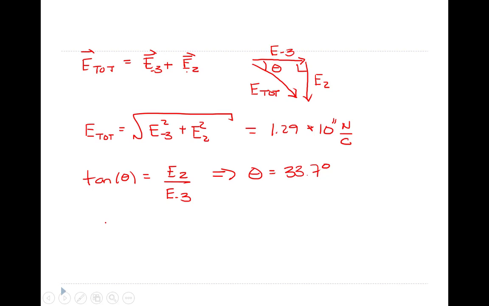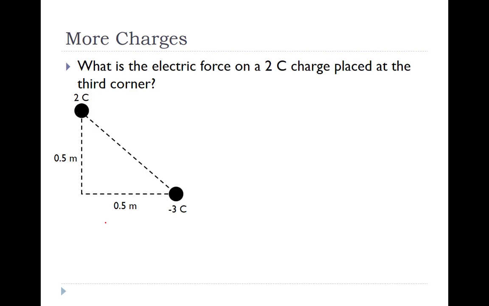Now, bringing our discussion of the electric field back full circle, I now am going to place a 2 coulomb charge at that third corner. And that is not supposed to be a 2 coulomb charge, forgive me. It is supposed to be a 0.2 coulomb charge. So we're going to make that adjustment. And I want to know the force on that charge.